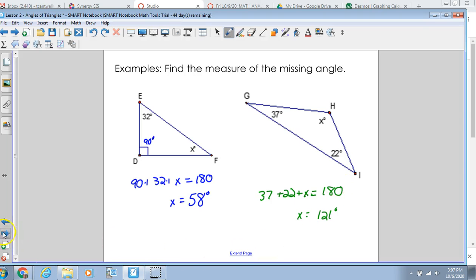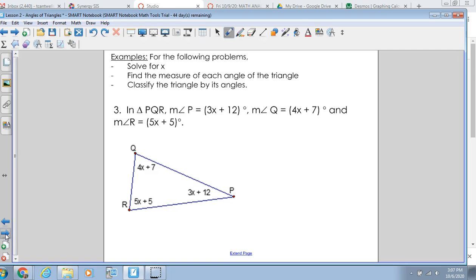Well, that's well and good when we know the measures, but what if we have problems where we have to solve for x? Well, we're just going to use some algebra. We have two problems right here. We're going to solve for x. We're going to find the measure of each angle of the triangle and then classify the triangle by its angles.